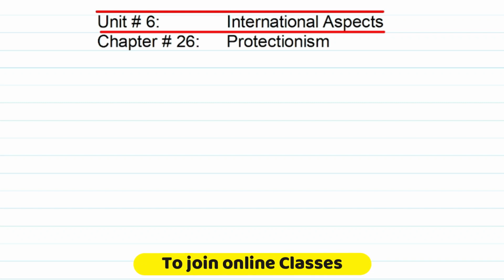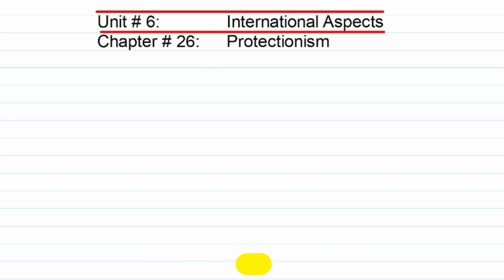Okay everyone, now it's the turn of unit number 6, international trade or international aspects, and chapter number 26, AS level economics. The topic is protectionism, and we will look into the basic definition of protectionism, and then we will look into different tools of protectionism that government generally uses, and at the end we will also look into the practical importance of these tools or protectionist measures, and then what happens if government reduces these barriers.